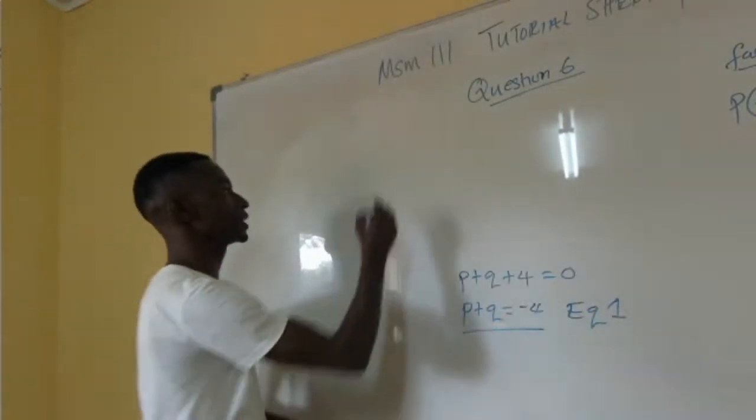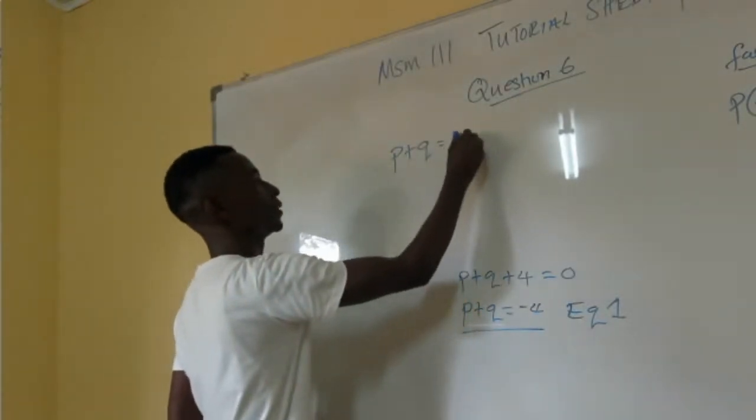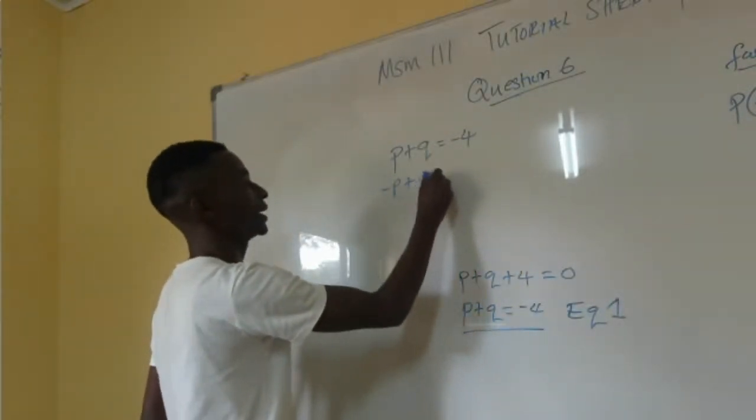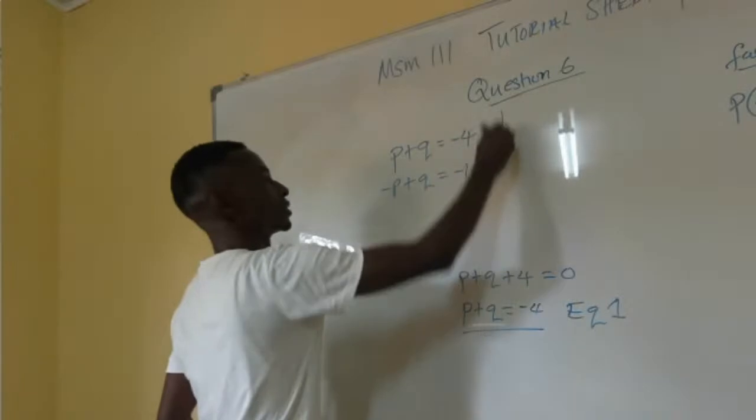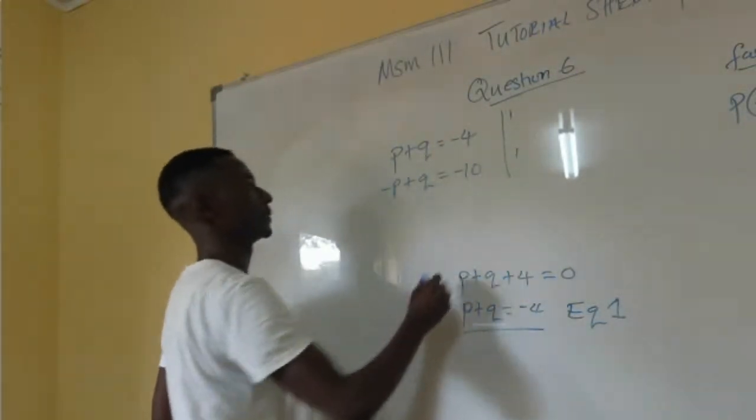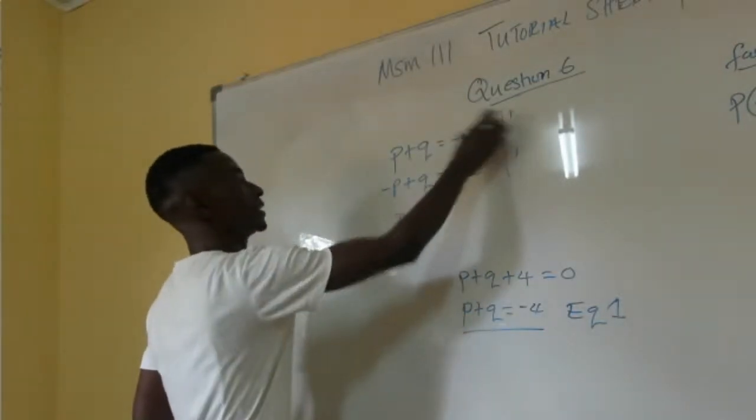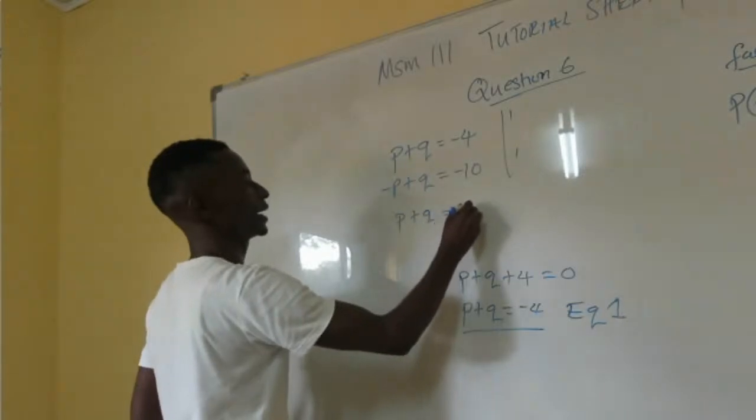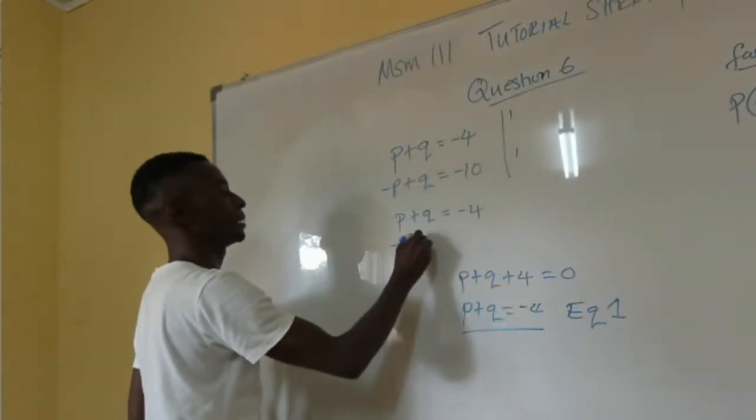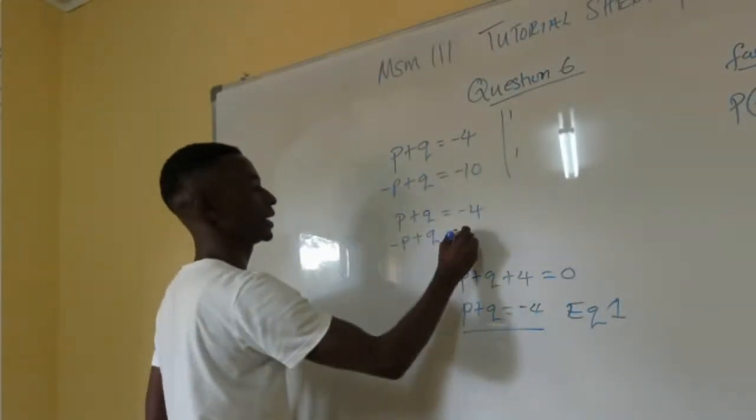So our first equation is P plus Q equal to negative 4. Our second equation is negative P plus Q equal to negative 10. So we're solving it simultaneously. I can say 1, 1. If I multiply this by that, I'm getting P plus this by that, Q equal to negative 4. Again, I multiply this by that, I'm getting negative P plus this by that, Q equal to this by that, negative 10.